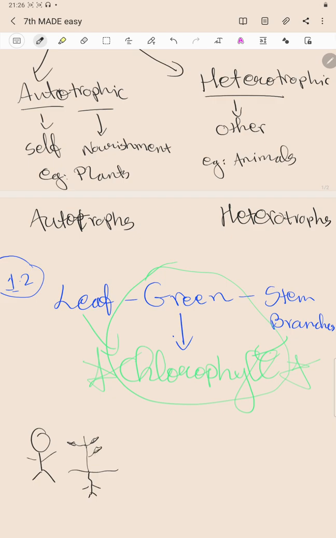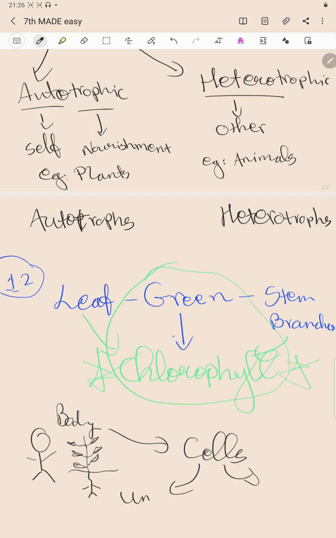Suppose it's a plant, my drawing is really poor, sorry guys. So suppose it's a plant, or a person, their body is made up of cells. Cell is the smallest unit of a living being. So some organisms can be unicellular organisms. That means there's only one cell in the full organism, unicellular organisms, or it can be multicellular organisms.